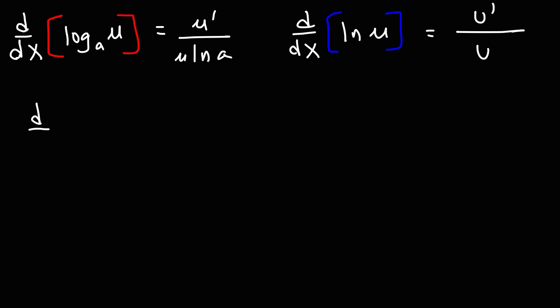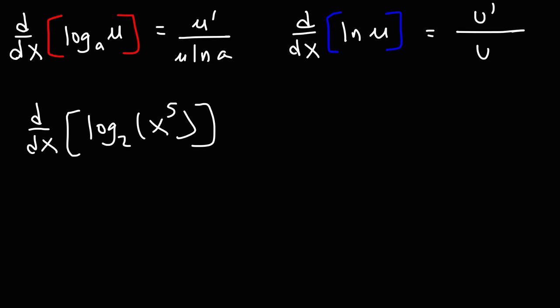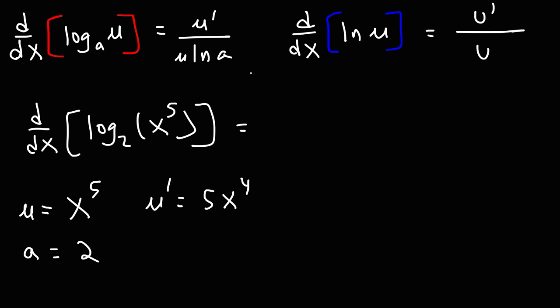So let's find the derivative of, let's say, log base 2 of x to the 5th power. Go ahead and try that. U in this example is what we see here, x to the 5th power, and a is 2. U prime, the derivative of x to the 5th power, that's going to be 5x to the 4th power. So all we got to do is plug in the information into that formula, and we're going to get the answer. So it's u prime divided by u times the natural log of a, or ln 2.